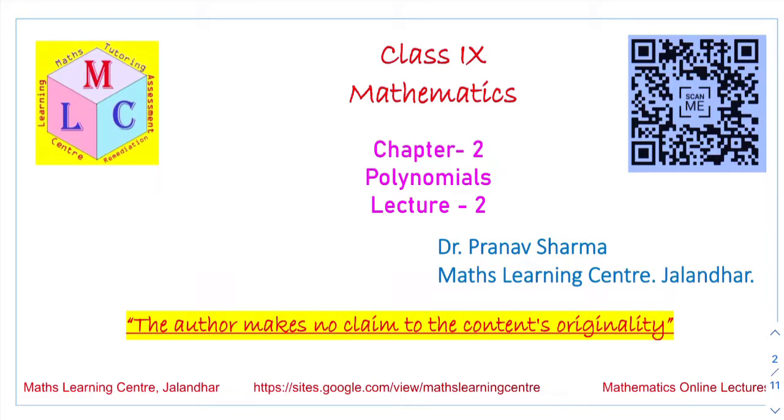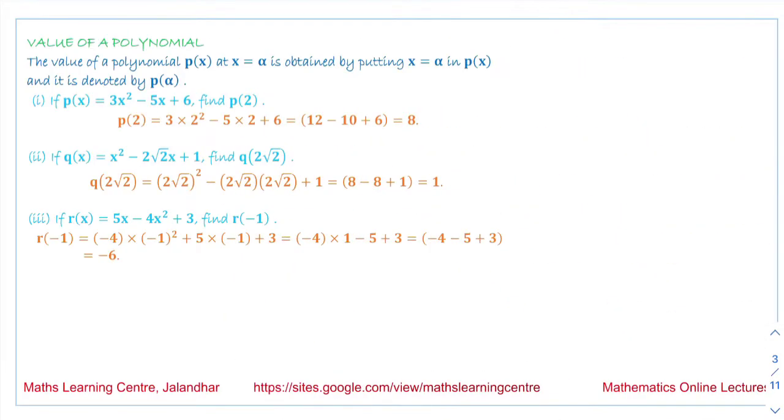Now we are going to start lecture 2 of chapter 2, class 9th mathematics, polynomials. In this lecture we will talk about the value of the polynomial and the division algorithm. We have studied in our previous lecture that a polynomial in x, p(x), is equal to a0 + a1x + a2x² up to an xⁿ, and these a0, a1, a2 are the constants and this x is the variable.